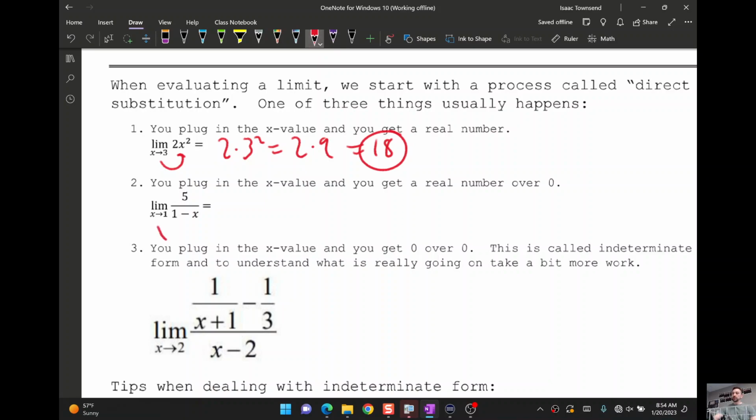Question 2, if we try direct substitution, we get 5 over 0, and a number other than 0 divided by 0 is undefined, so we would say that limit does not exist. Same first couple questions that we've had for days.